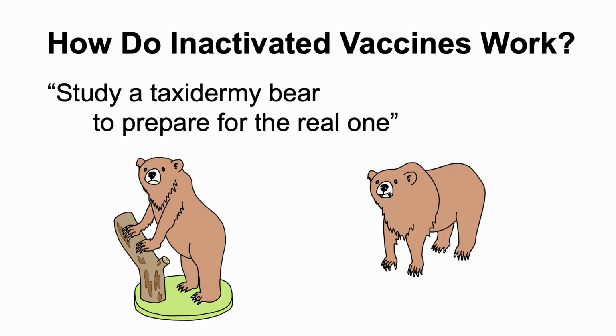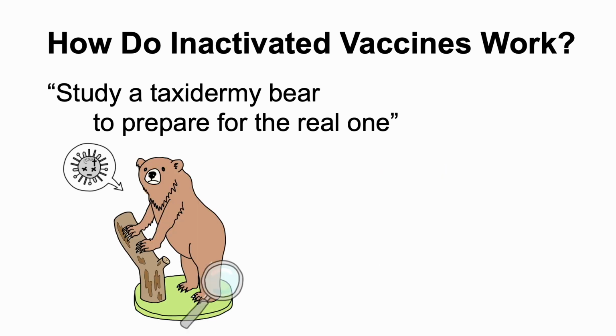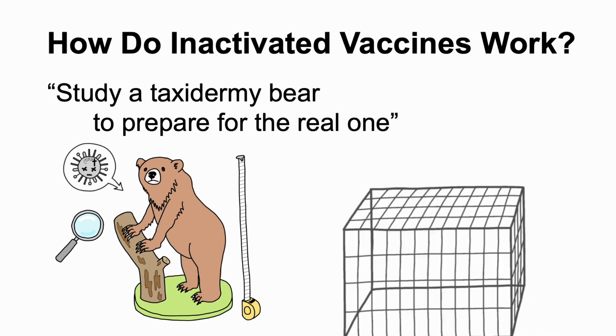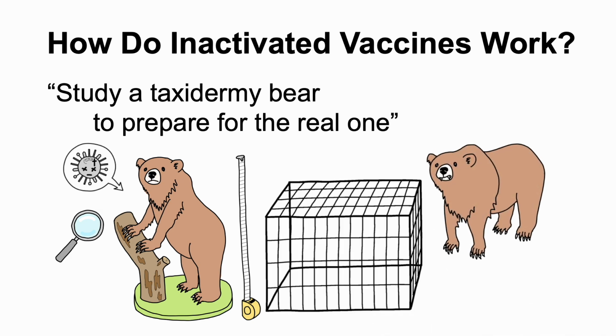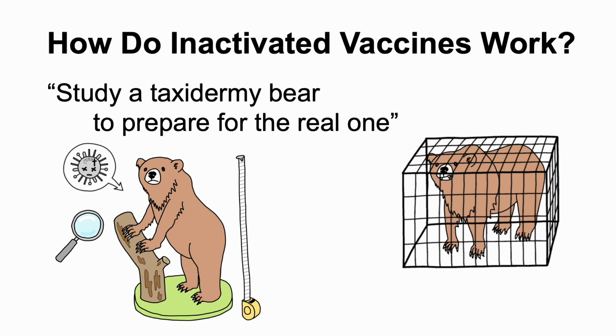To understand how a dead pathogen can trigger immunity, imagine a taxidermy bear. A live pathogen is like a wild bear. An inactivated vaccine is like its taxidermy version. You can safely learn what the enemy looks like, and when the real one appears, you can respond quickly.